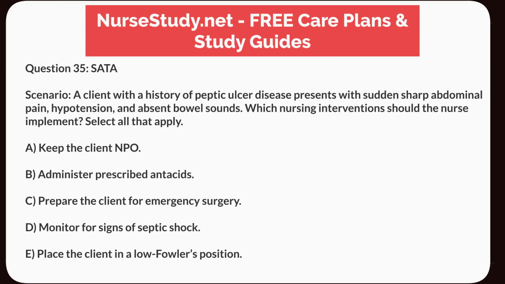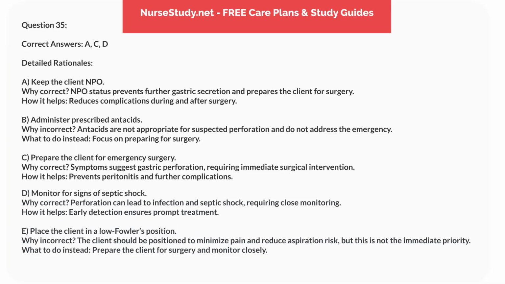Question 35, SATA. Scenario: a client with a history of peptic ulcer disease presents with sudden sharp abdominal pain, hypotension, and absent bowel sounds. Which nursing intervention should the nurse implement? Select all that apply. A. Keep the client NPO. B. Administer prescribed antacids. C. Prepare the client for emergency surgery. D. Monitor for signs of septic shock. E. Place the client in a low Fowler's position. Correct answers: A, C, D.